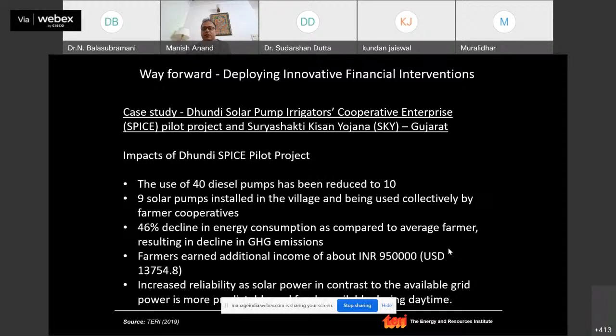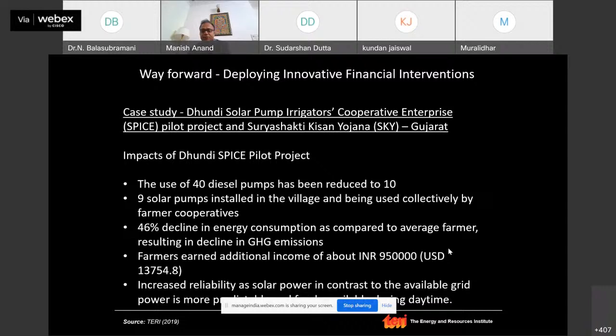One such project which was exploring the viability of solar pumps was the Dhundi Solar Pump Irrigators Cooperative Enterprise, SPICE, which was started in 2016 by both the Tata Water Policy Program and IWMI in Gujarat's Dhundi village. The model sought to make solar pumps affordable for farmers by providing a 90% capital cost subsidy. And to enhance farmers' income stream, the project facilitated farmers to form cooperatives and sell surplus electricity back to the grid at a fixed feed-in tariff under a 25-year power purchase agreement.